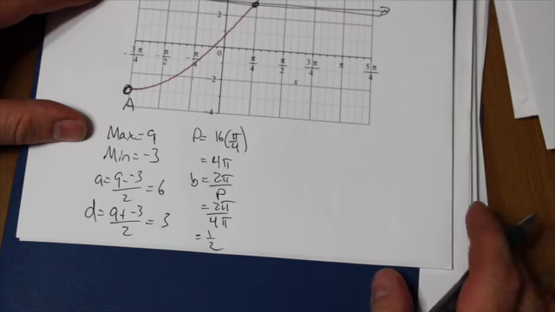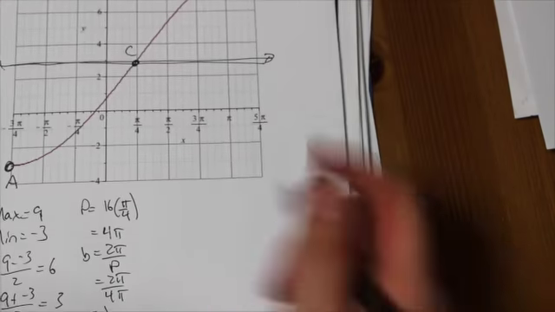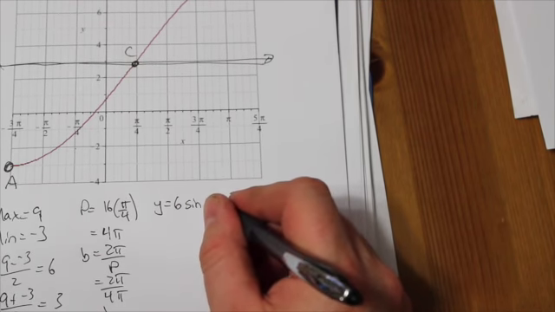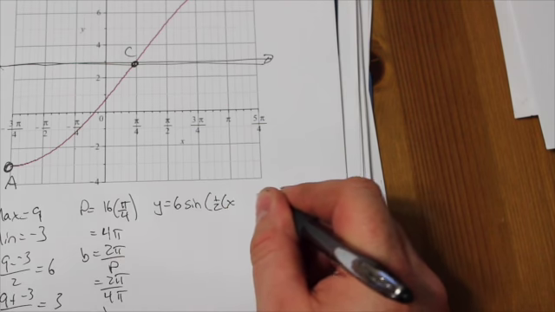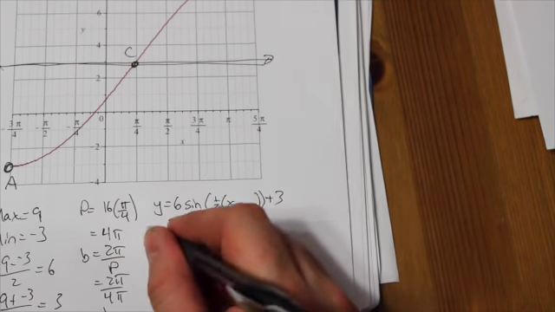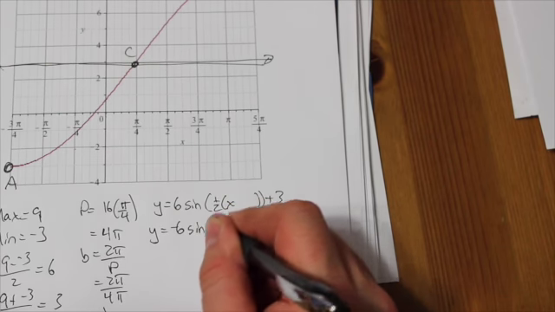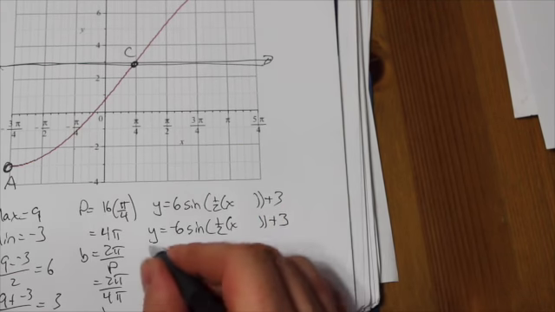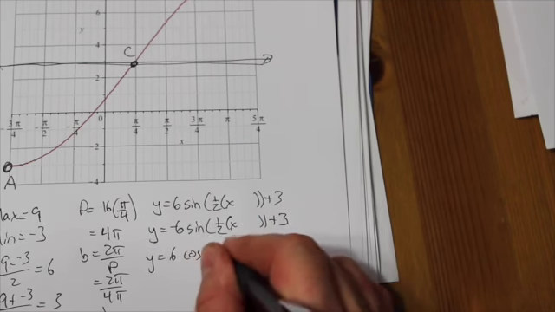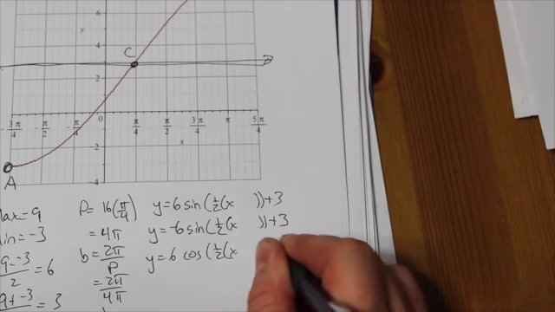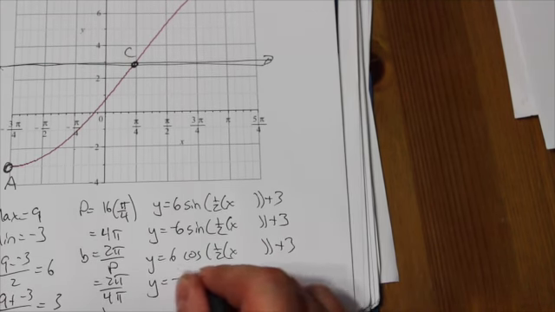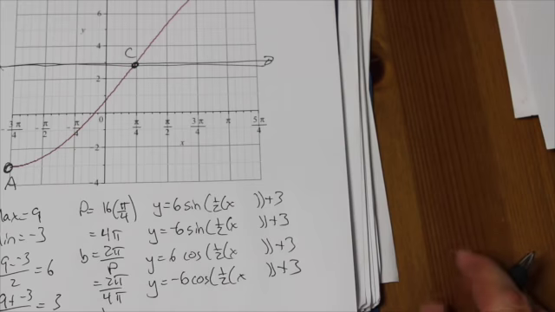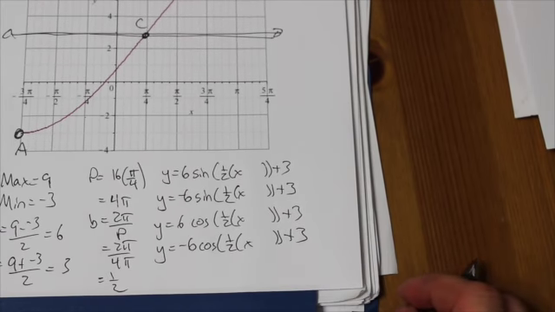Sorry, I'm right at the bottom of the page here. So B is 1/2, and now I can write this out right away. I know that y is going to equal 6 times the sine of 1/2 x, don't know the phase shift yet, plus 3. Or -6 sine of 1/2, don't know the phase shift, plus 3. Or it's 6 cosine of 1/2, don't know the phase shift, plus 3. Or it's -6 cosine 1/2, don't know the phase shift, plus 3. So those are my four equations.